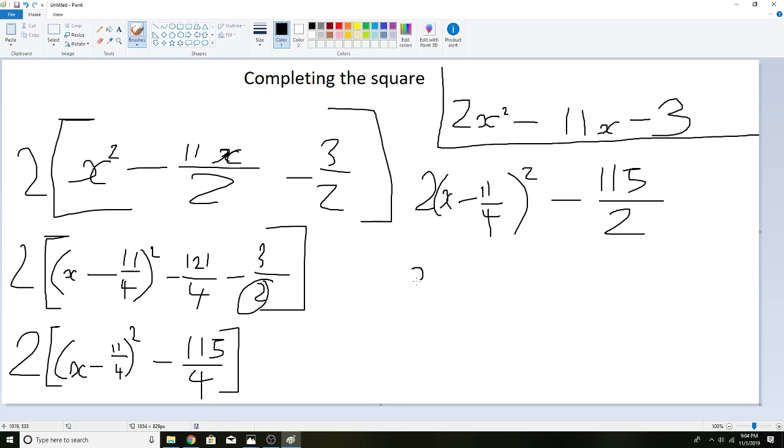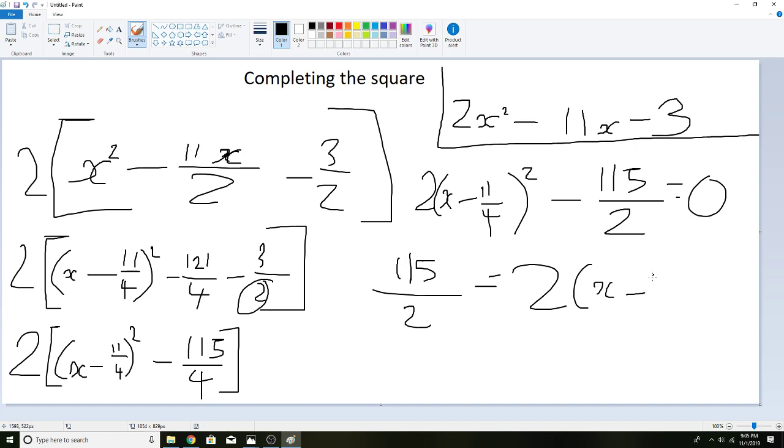So let's find the x solutions first. So x equals... remember, all this equals 0. No, actually, wait, I'm doing this wrong. So 115, because I'm moving 115 over 2 to the other side, equals 2x minus 11 over 4 squared. Divide by 2, so that's 115 over 4, equals x minus 11 over 4 squared.